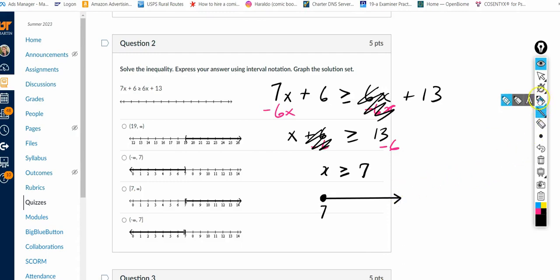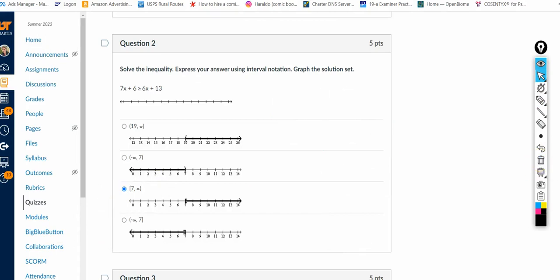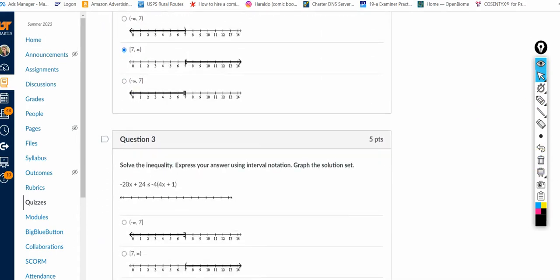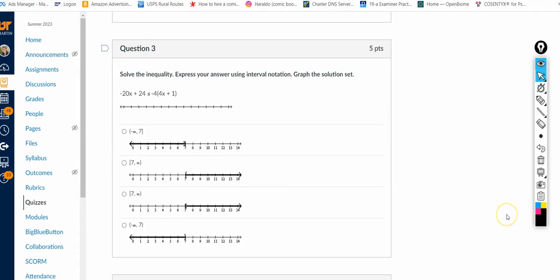And if I was writing that in interval form, read the number line from left to right. I'm starting at and I'm including 7, so I have a square bracket there. And then there's no limit here on the right. And so we can see that's going to be our selection there. Okay. All right, moving on. Let's see what we've got with this one.